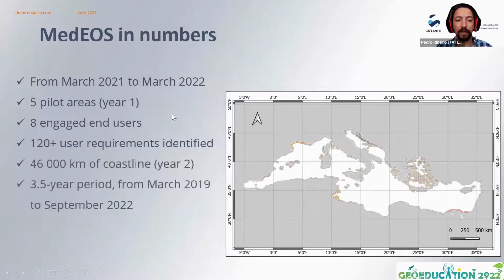And in the second year of the project, we're going to cover not only those 5 pilot areas, but we're actually covering all the Mediterranean coastal waters. So this is a much larger data set, and it is also going to cover a full 3.5-year period. So in the first phase, we're only delivering 3-month periods for each of these pilot areas, but now in the second year, the intention is to have a complete product.